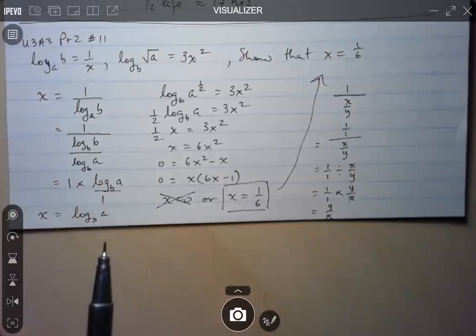Anything else on this question here? This is a nice question. I like this one. Any other questions we have here? No. Okay.